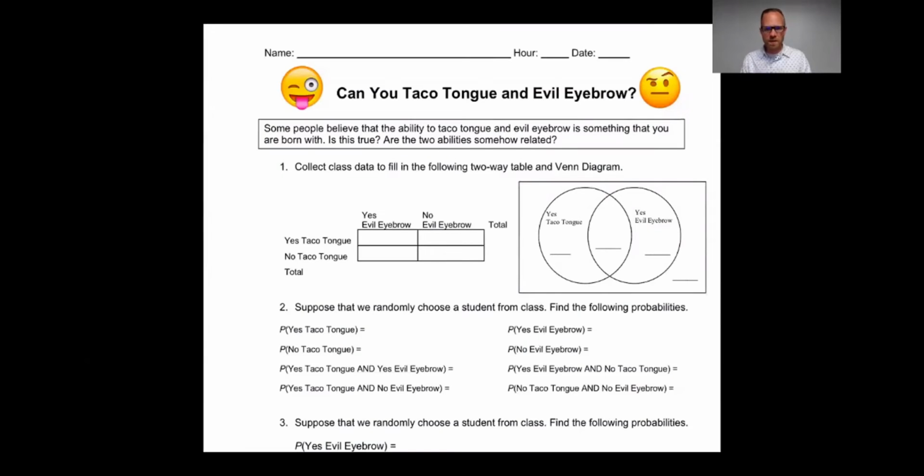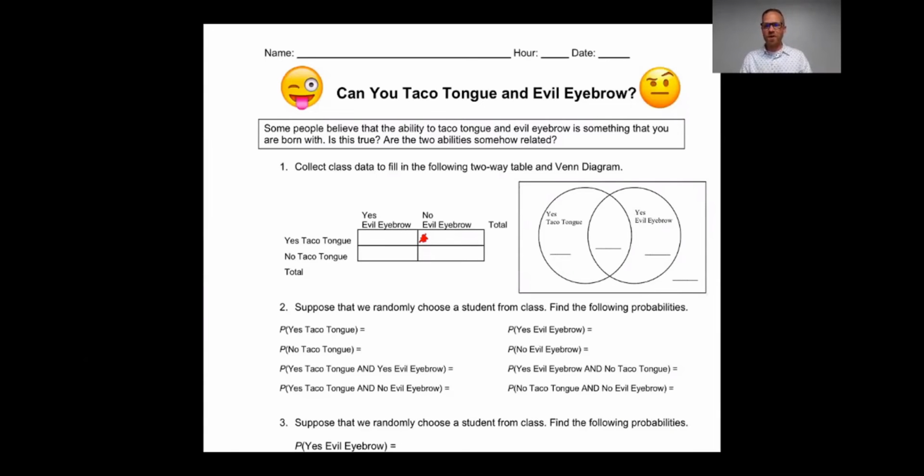So the taco tongue is easy. Yes, that means that I can taco tongue. Now the evil eyebrow, you have to get one eyebrow higher than the other, which very clearly I cannot do. So I am a person who is a yes to the taco tongue, but a no to the evil eyebrow. So within this two-way table that we see in question number 1, I would be in this category over here of yes, taco tongue, no, evil eyebrow.